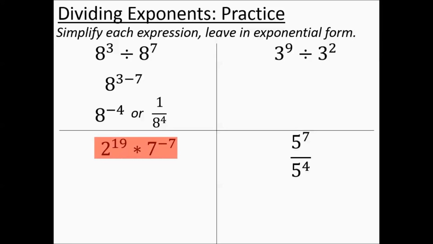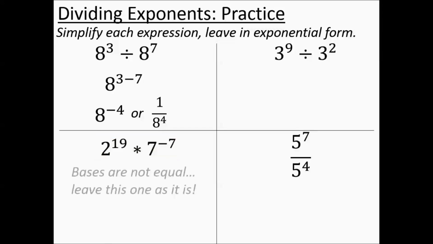Let's look at this bottom one. Now, a lot of kids are going to want to immediately go 19 minus 7, or minus negative 7, but you can't do it because they do not have the common bases, so you leave that one as it is. You could think of this as 2 to the 19 times 1 over 7 to the 7, but basically you can't do much else with it.